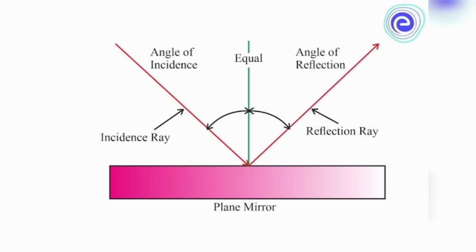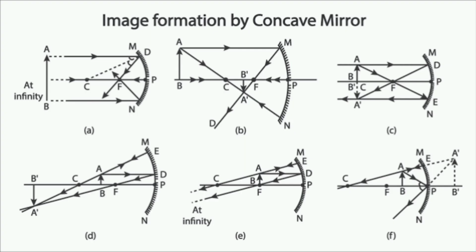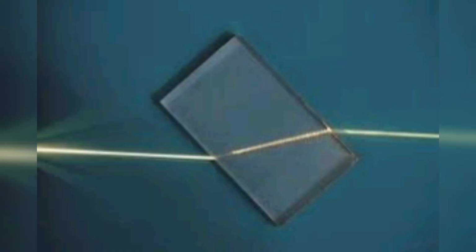Reflection of light is a phenomenon by which light waves bounce back after encountering a surface. The angle of incidence is equal to the angle of reflection. This behavior is described by the law of reflection, which is a fundamental principle of optics.